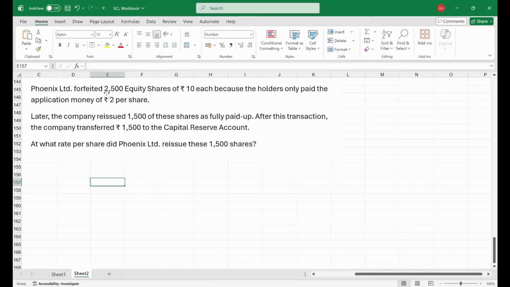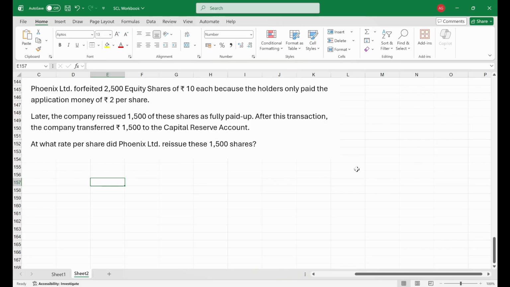Phoenix Limited forfeited 2,500 equity shares of rupees 10 each because the holders only paid the application money of rupees 2 per share. Later, the company reissued 1,500 of these shares as fully paid up. After this transaction, the company transferred rupees 1,500 to the capital reserve account. At what rate per share did Phoenix Limited reissue these 1,500 shares?